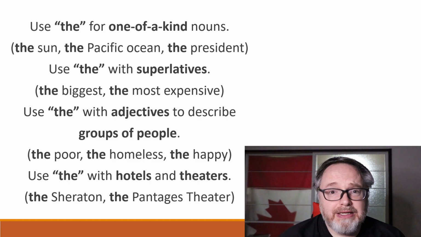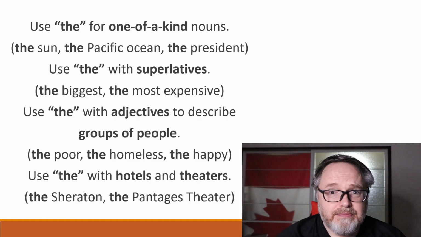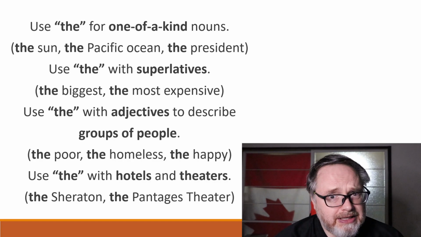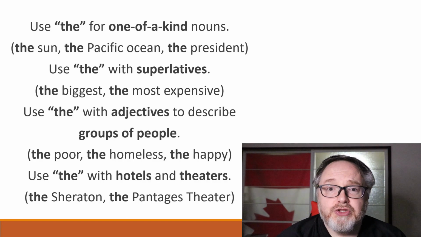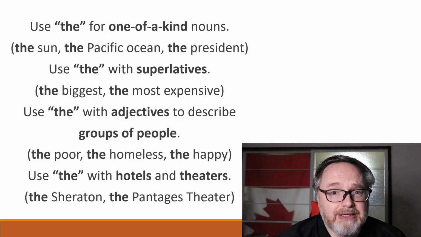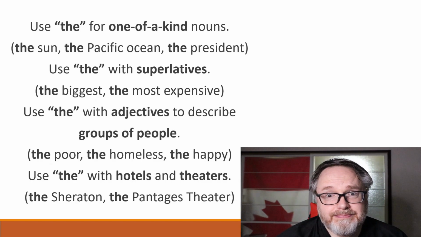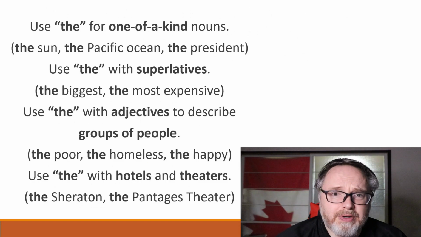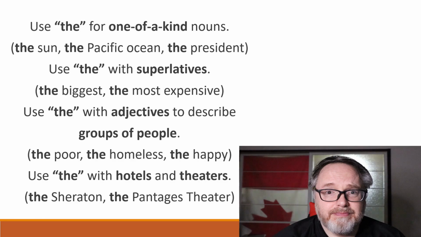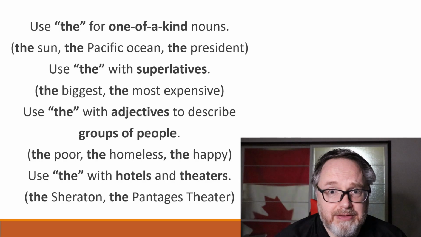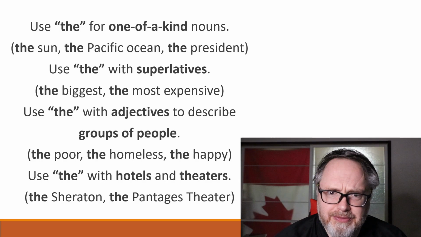On the next slide, we see some special cases. Use the for one-of-a-kind nouns. The sun, the Pacific Ocean, the president. Use the with superlatives. The biggest, the most expensive. Use the with adjectives to describe groups of people. The poor, the homeless, the happy. Use the with hotels and theaters. The Sheraton, the Pantages Theater.